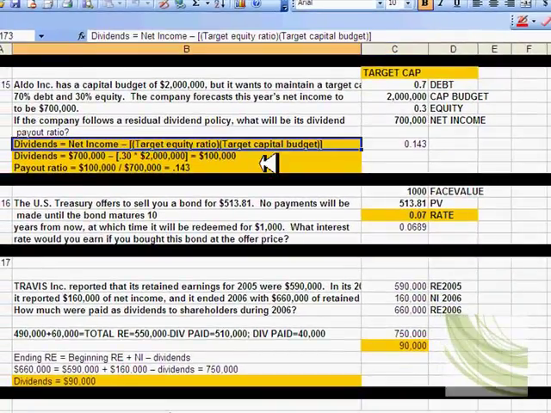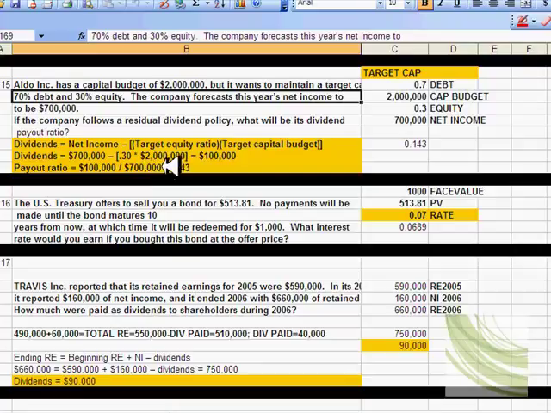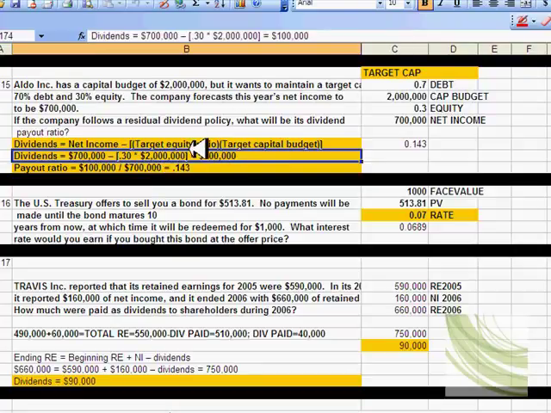So we know dividends based on the residual policy are net income minus your target equity ratio times your target capital budget. So we know our net income is 700,000 minus our target equity ratio of 30% times the capital budget of 2 million. 0.3 times 2 million is 600,000. So 700,000 minus 600,000 equals 100,000 left over for dividends.